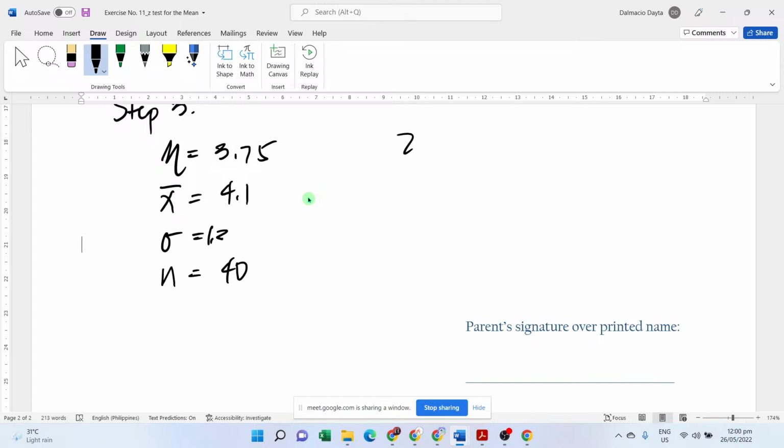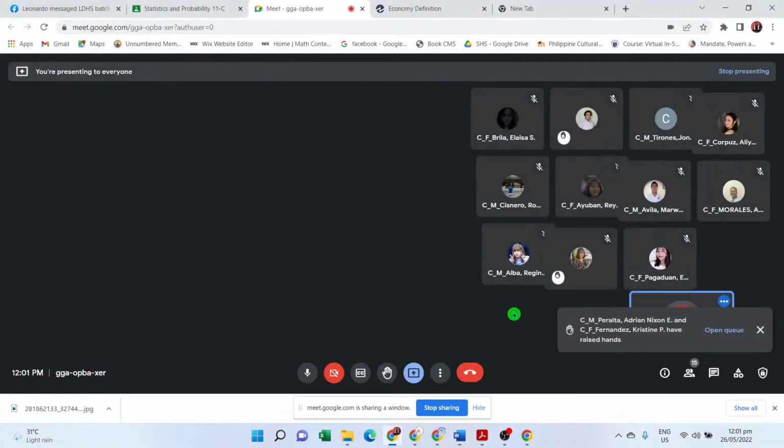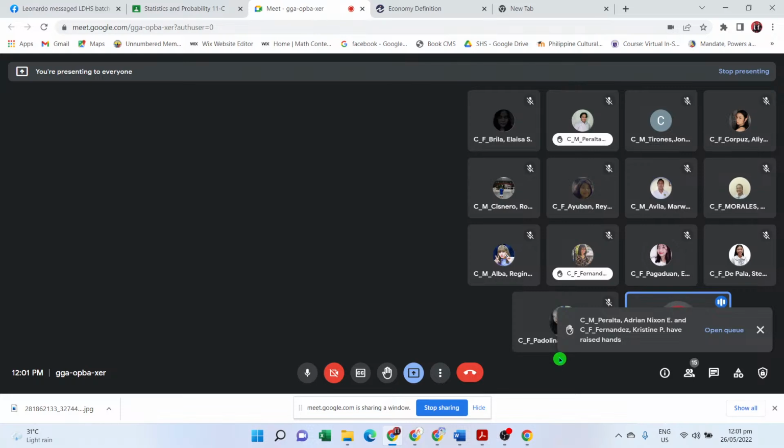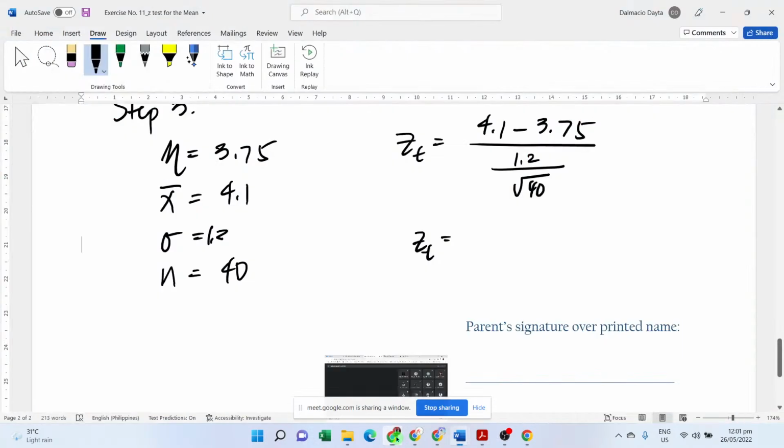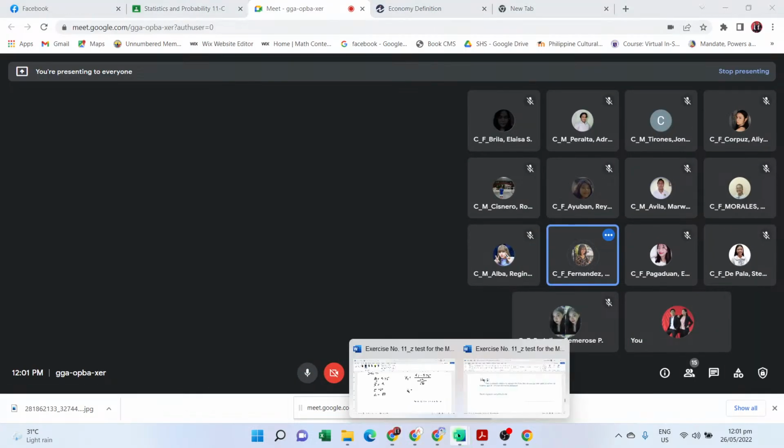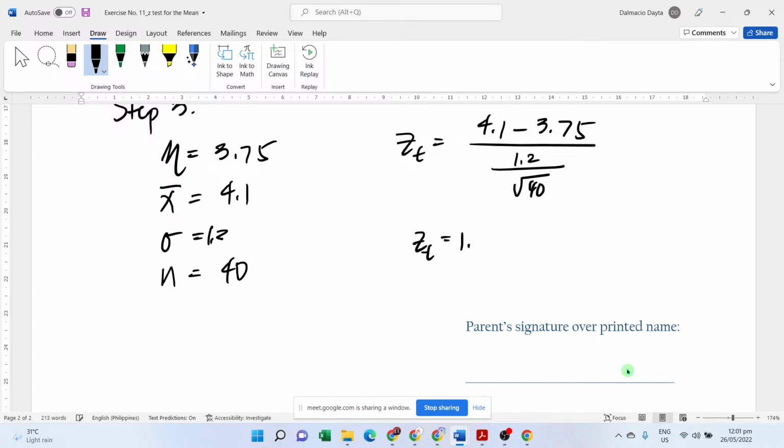So let's compute for the z-test. Ready with your calculator, please, everyone. That is 4.1 minus 3.75 divided by standard deviation over square root of n, that is 40. Please, what is the answer? Calculator, please, everyone. Wait lang. Hindi ko nakikita yung nagtataas ng kamay. Fernandez. Yes, please, Fernandez. 1.84 po. Okay, so it's 1.84. Okay? Let us compare 1.84 doon sa ating curve.